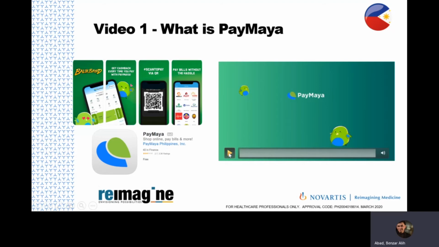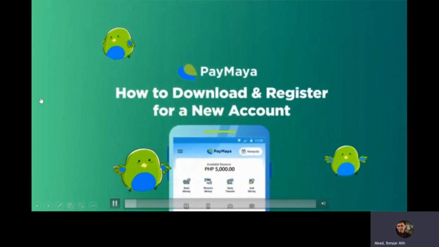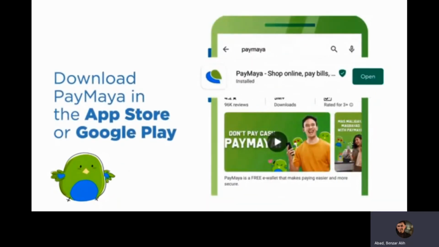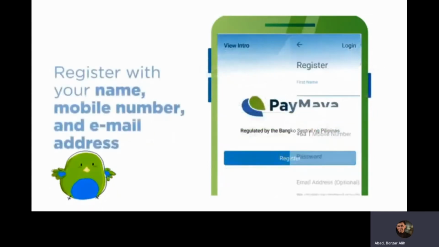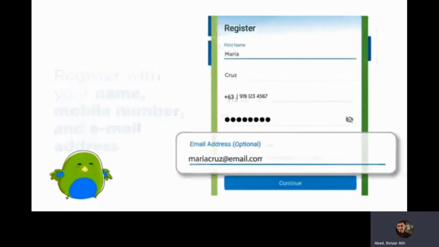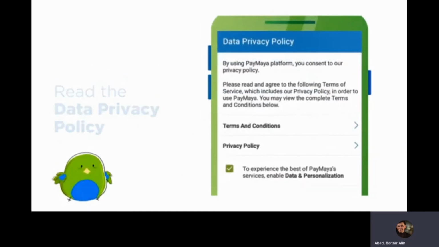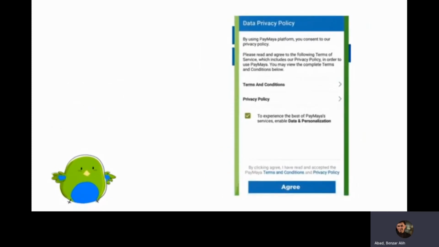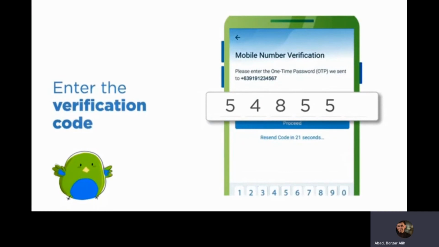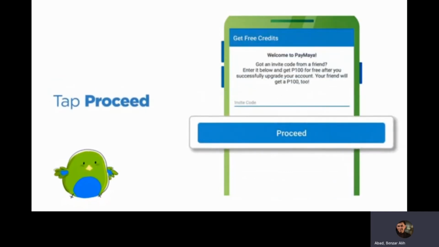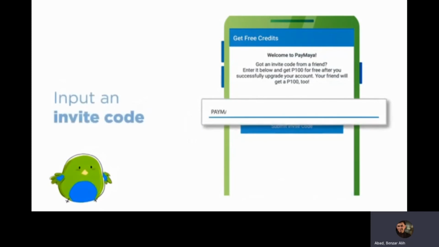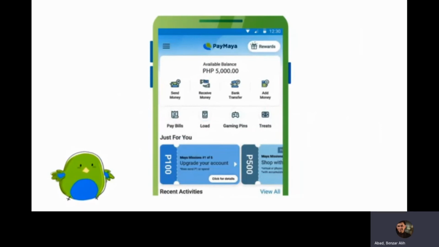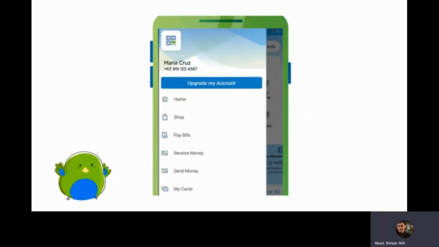Let's watch this video. Unlock convenience with just a few taps on your phone by downloading the app. Download PayMaya in the App Store or Google Play. Open the PayMaya app and register with your name, mobile number, and email address. Read the data privacy policy and tap Agree once you're done. You may also tap the box to enable data and personalization. Enter the verification code to be sent via SMS and tap Proceed. If you have an invite code, input the code and tap Submit Invite Code. It's that easy. After doing these steps, you may now upgrade your account so you can enjoy all the features of PayMaya.